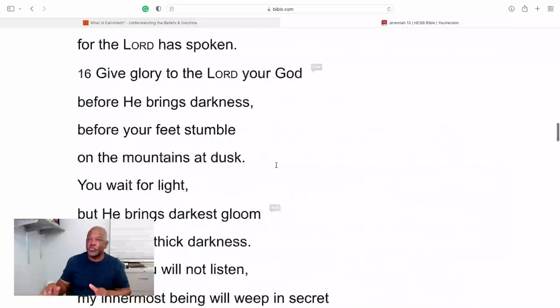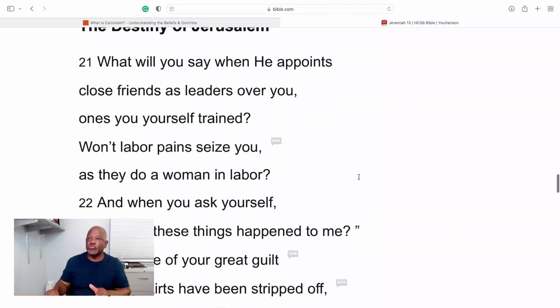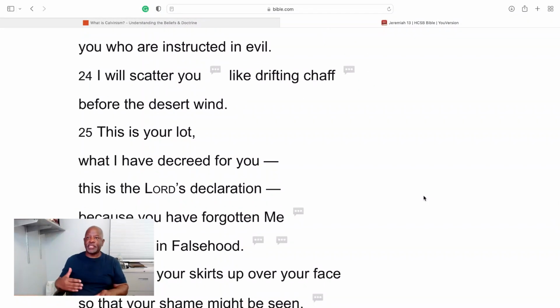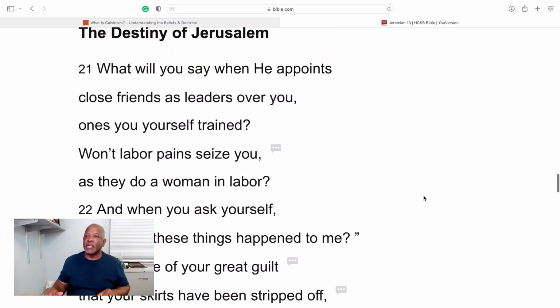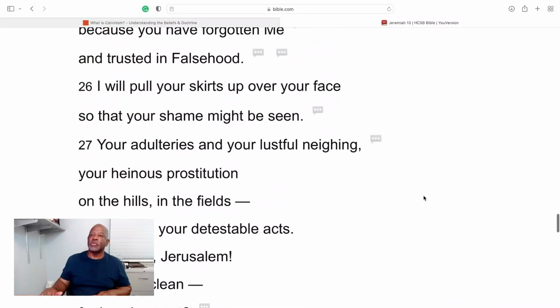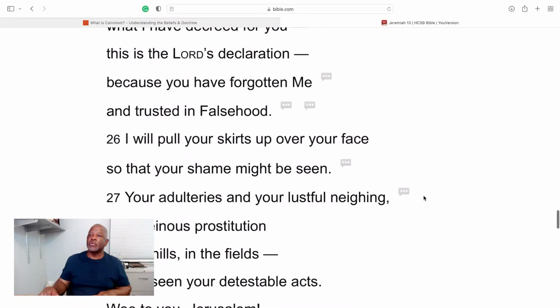Let me just show you something real quick here. So in this verse, notice he is, let me start right here. And this is the kind of message throughout. It says, what will you say when he appoints close friends as leaders over you, ones whom you yourself trained? Now, I just wanted to show you one of the things that he is referring to.